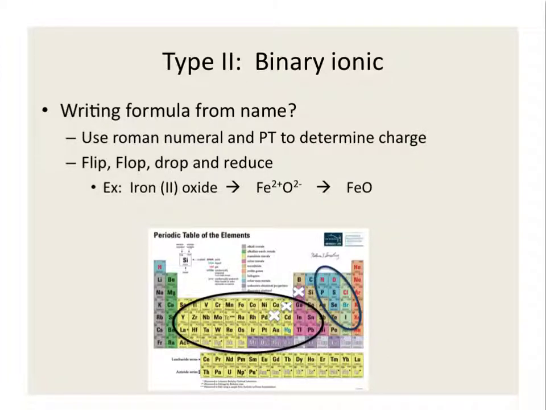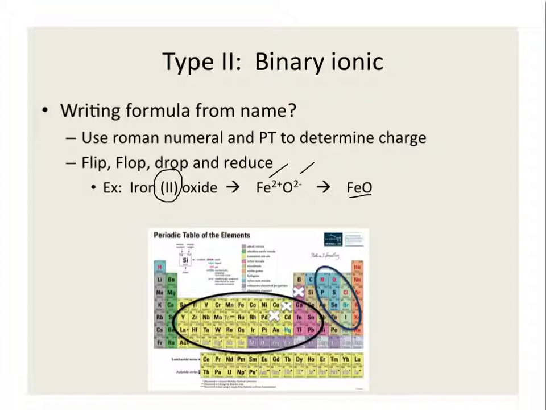Okay, so how do we write the formula from the name? We use that Roman numeral in the name, not the periodic table, to determine the charge. So what we do here is we flip-flop and drop. We reduce just as normal. The only thing is, instead of the column on the periodic table telling us the charge, it's going to be the Roman numeral that tells us the charge. So here we have my iron with a 2 plus, my oxygen with a 2 minus. Remember to reduce, and it's FeO.